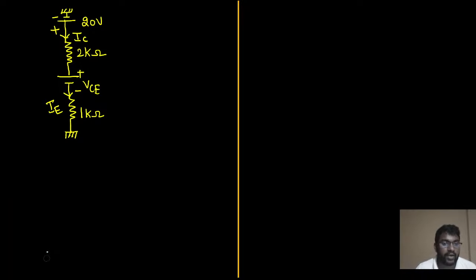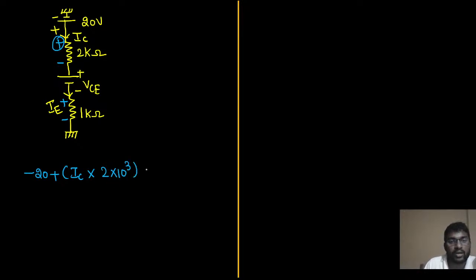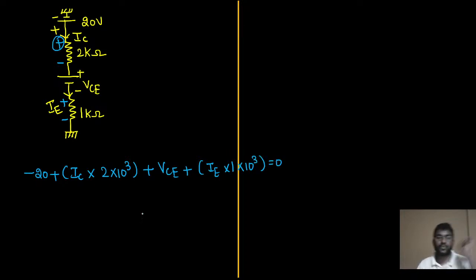Again, if you apply KVL from top to bottom, how will you write the expression? Minus 20 voltage plus, why am I putting plus? Current entering point is plus, leaving point is minus. So I am considering only the starting polarities. So starting polarity is plus, collector resistance is IC into the value of resistance, 2 kilo ohm. Kilo means 10 power 3. Plus collector to emitter voltage plus emitter current IE into 1 kilo ohm resistor, 1 into 10 power 3, equal to 0.